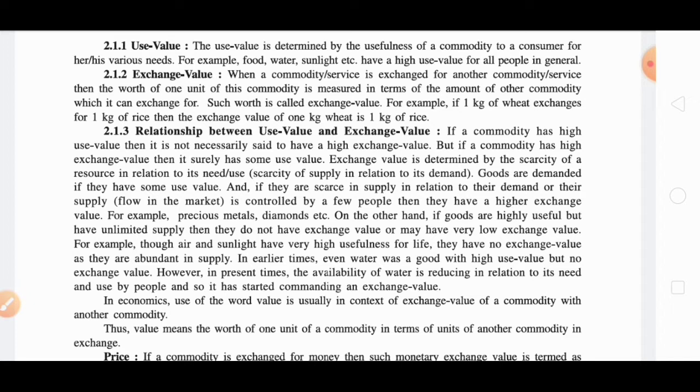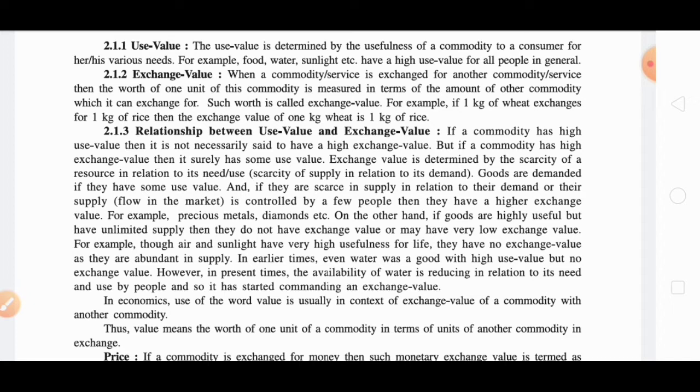Now let us move towards point number 2.1.2, that is exchange value. This is totally opposite of use value. Sometimes it may happen that the use value of a particular good is zero, or we can say it is nearest to zero, because the presence of this kind of good is not at all necessary in our life. But then also we are consuming this kind of goods, and that's why their exchange value is very high.